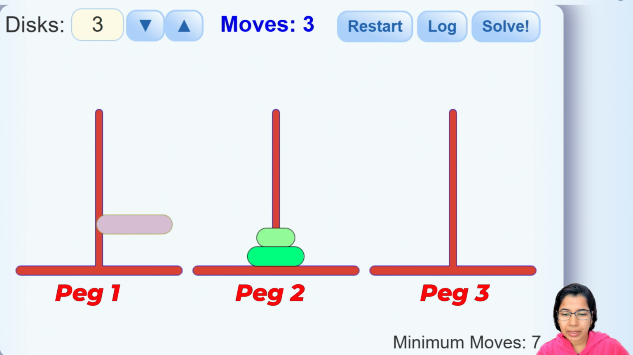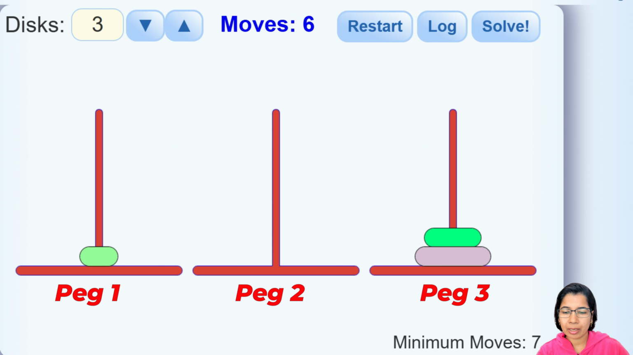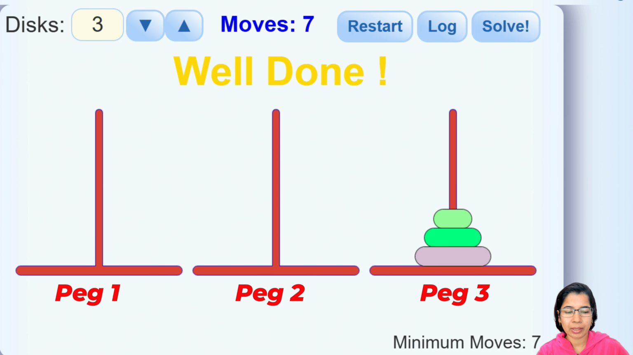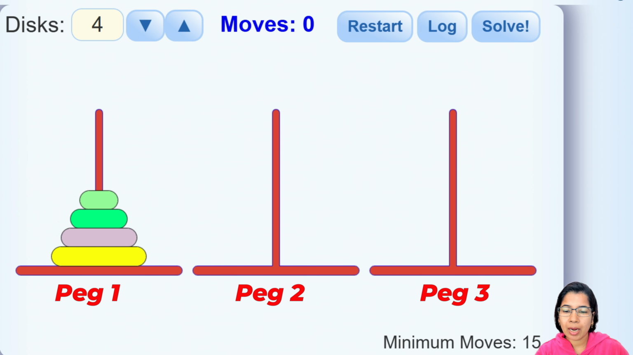Next we'll move this third disc from first to third, then we can move this to first, then second will come here, then first will come here, right? Total number of moves equals 7. Suppose we have 4 discs. How will we move these discs from the first peg to the third peg?